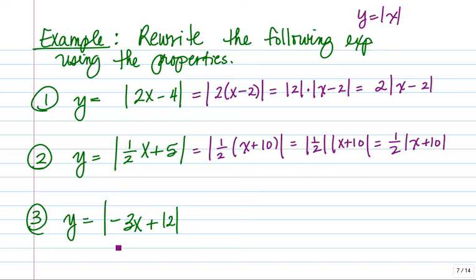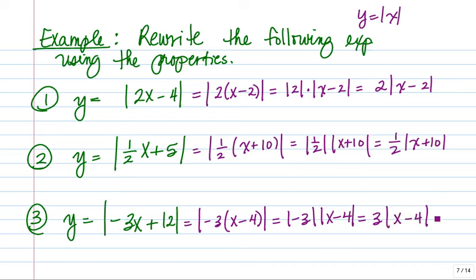Now y is equal to the absolute value of negative 3x plus 12. We can take out a negative 3 inside that absolute value to be negative 3 times x minus 4. And so we can write this as the absolute value of negative 3 times the absolute value of x minus 4. But we know the absolute value of negative 3 is 3, so it's 3 times the absolute value of x minus 4. Okay? So it gives you a way to express these in the simplest terms so that you can compare it to the basic function to know how the transformation occurs.